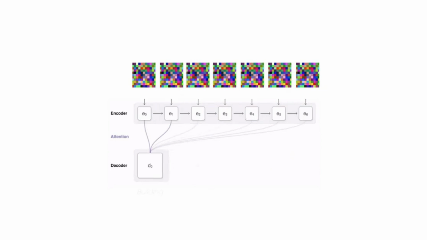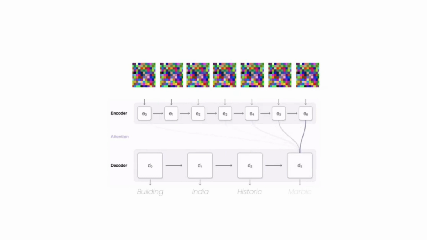Unlike CNNs, which build up their understanding of the image gradually, ViT can look at relationships between any parts of the image right from the start. This is because the self-attention mechanism allows each patch to interact with every other patch. Finally, the transformer's output is used to classify the image.